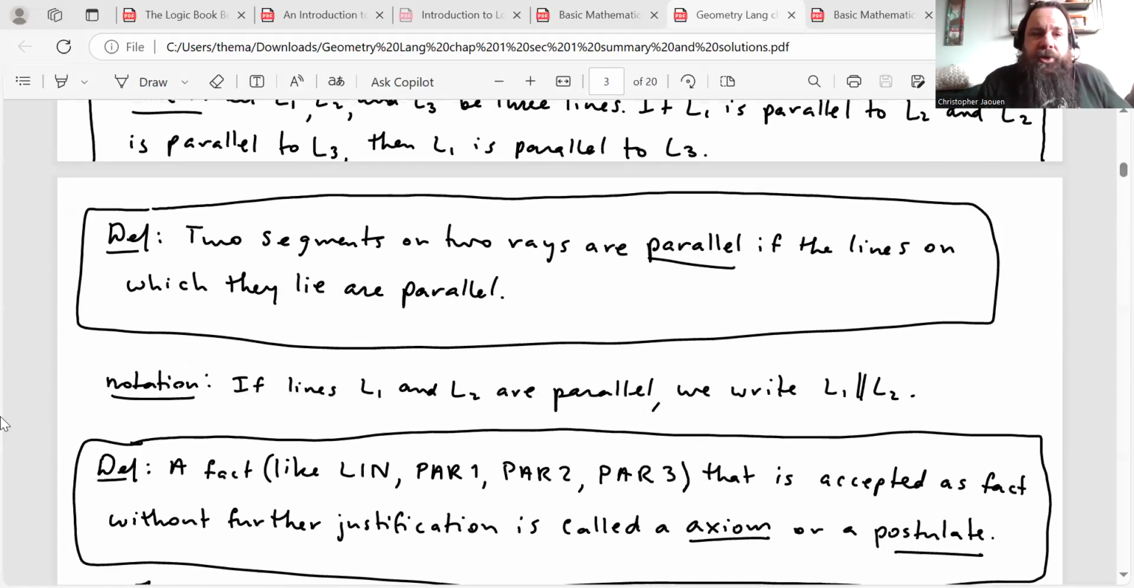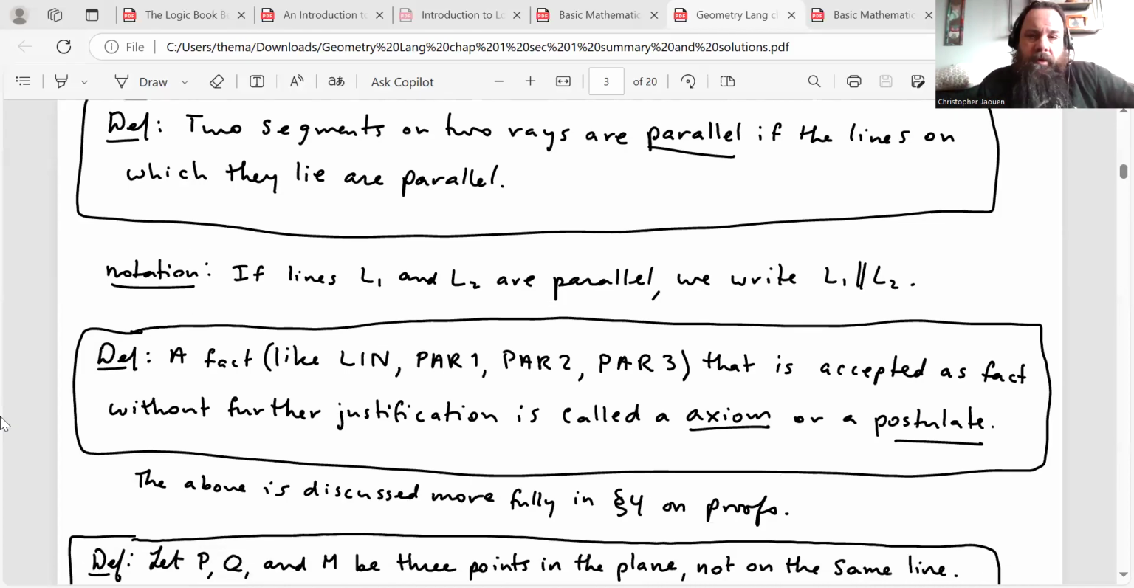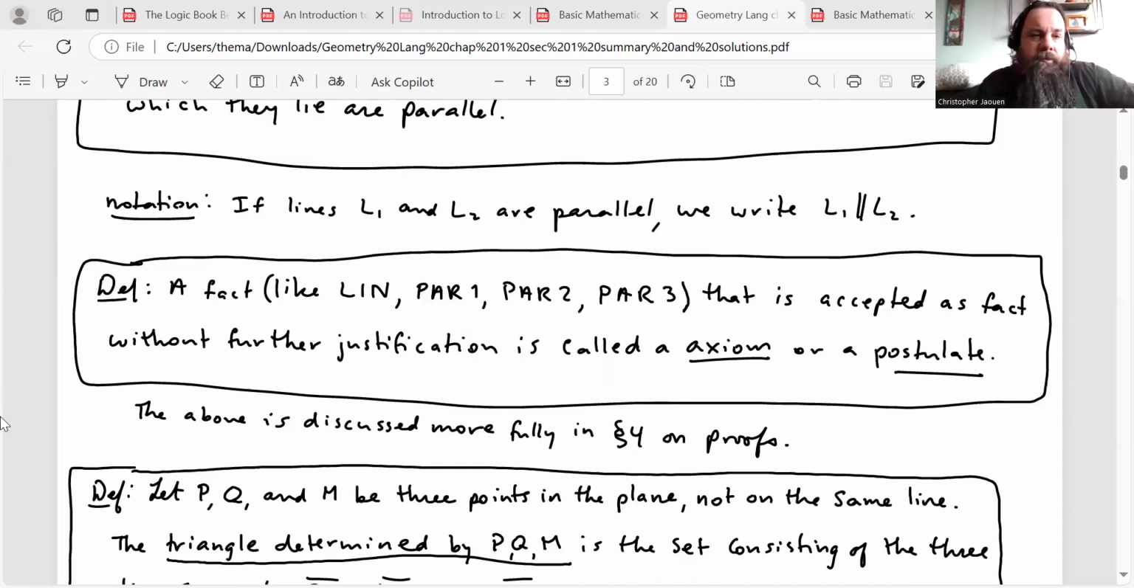Okay, another definition: two segments or two rays are parallel if the lines on which they lie are parallel. And notation here: if lines L1 and L2 are parallel, then this is the notation we use to denote that. So L with subscript 1, and then two parallel lines, L subscript 2. All right, that means L1 is parallel to L2.